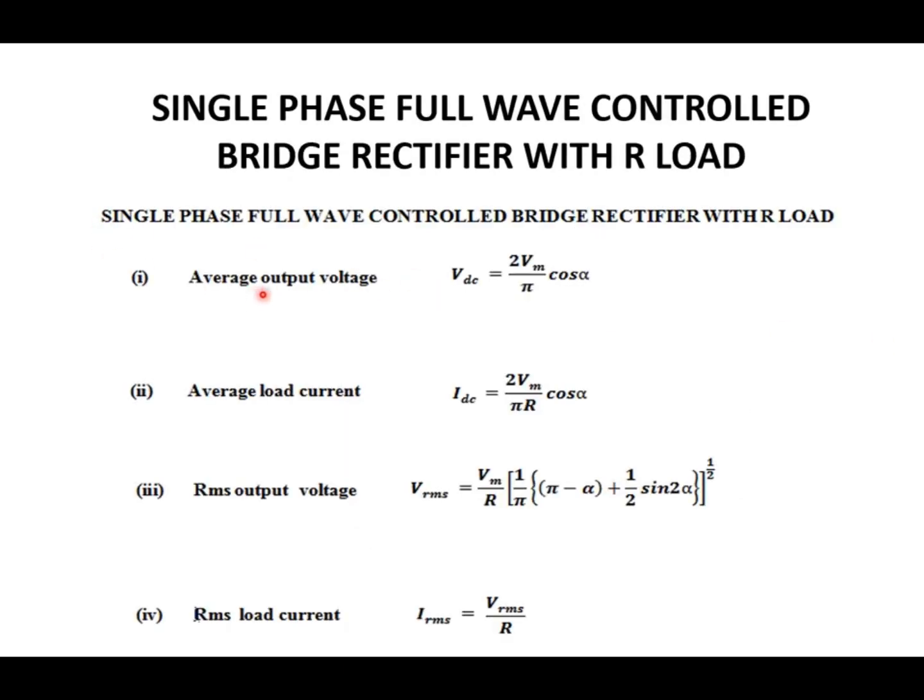The average output voltage can be obtained using the formula VDC is equal to 2Vm by pi into cos alpha, where alpha is the firing angle. IDC can be obtained by dividing the VDC by the resistance value. The RMS value of the output voltage can be obtained using this formula, where Vm is the maximum value of the voltage: Vrms equals Vm by R into the root of 1 by pi into (pi minus alpha plus half of sine 2 alpha). The RMS load current can be obtained by Vrms by R.